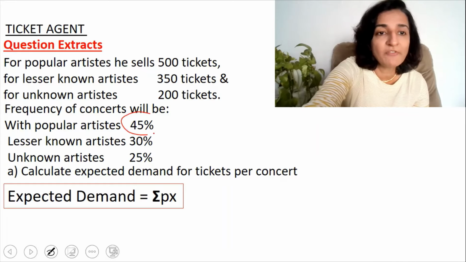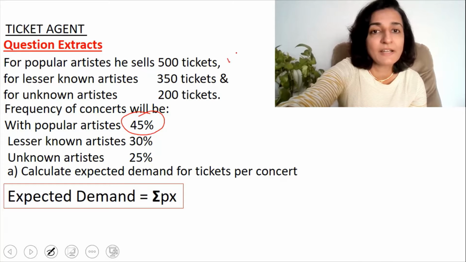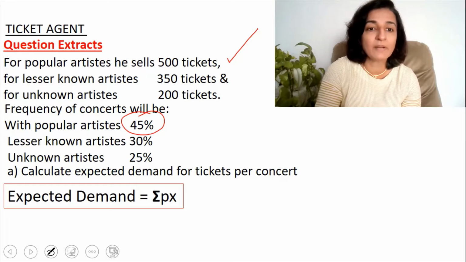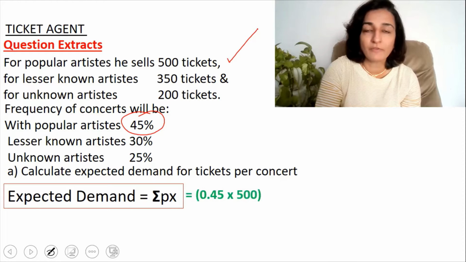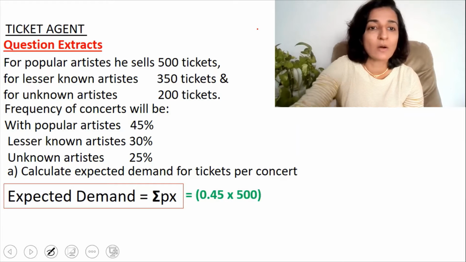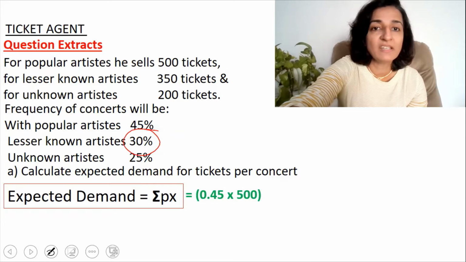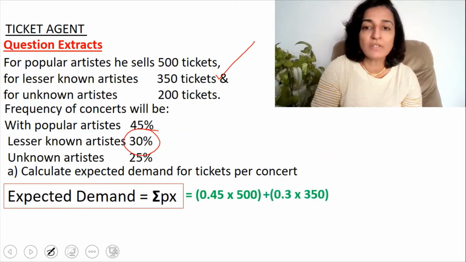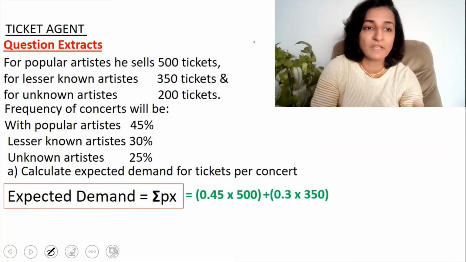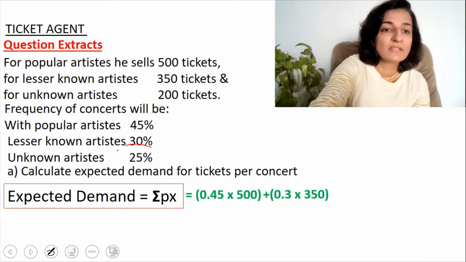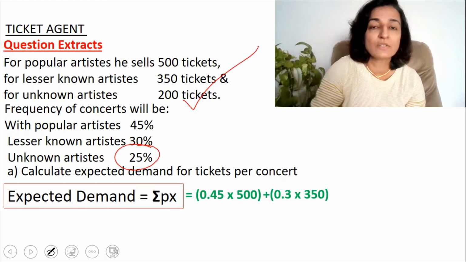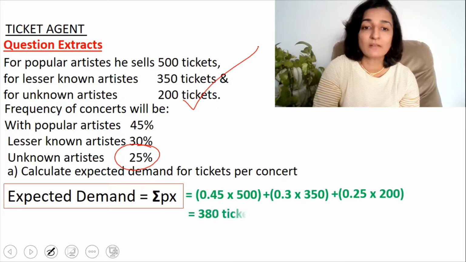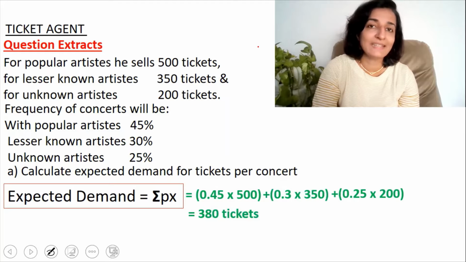Now, there is a 45% chance that he sells 500 tickets. So that is the first outcome. So probability multiplied by outcome, it is 0.45 into 500. Now coming to the next outcome, there is a 30% probability that he sells 350 tickets. So we have to add 0.3 multiplied by 350. Coming to the last outcome, there is a 25% chance that he sells 200 tickets. So plus 0.25 into 200. So the expected demand comes to 380 tickets.